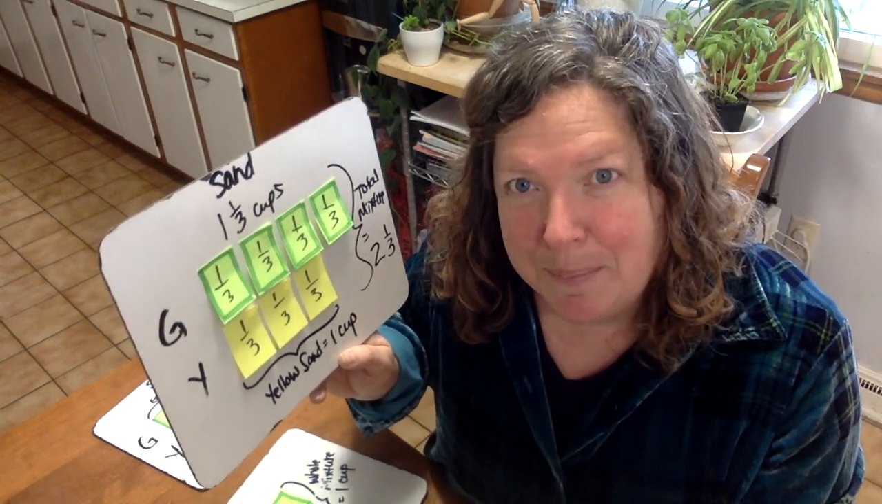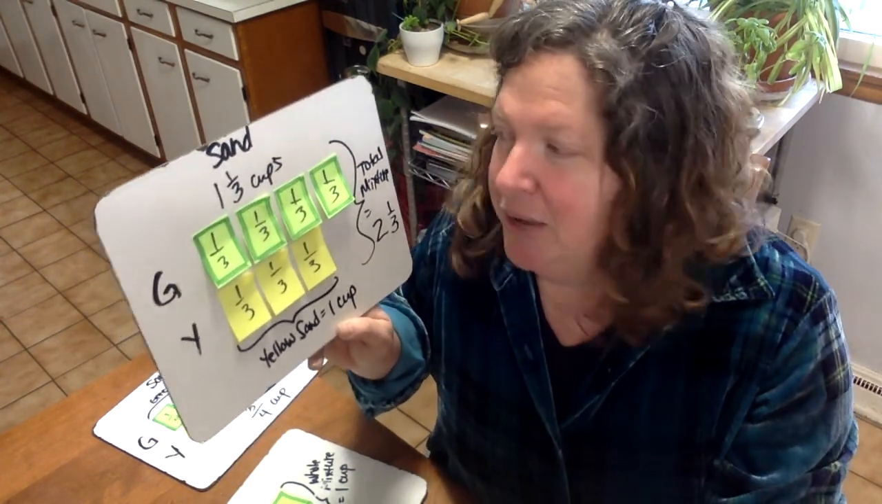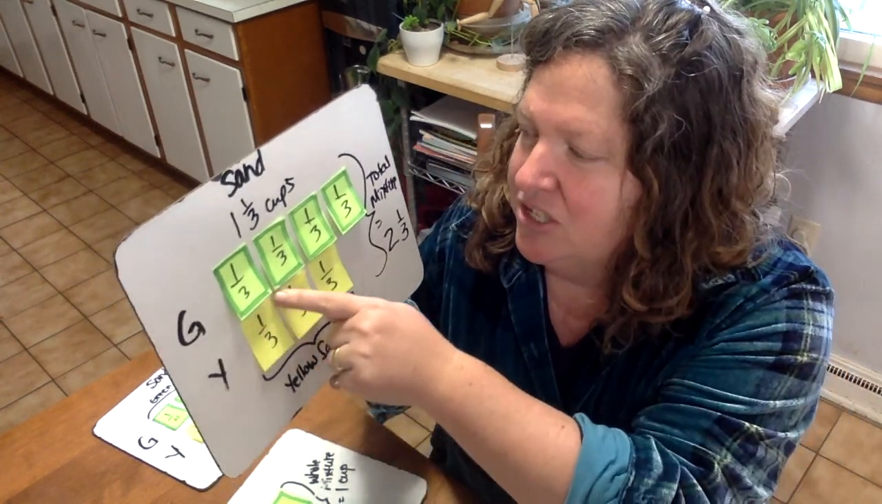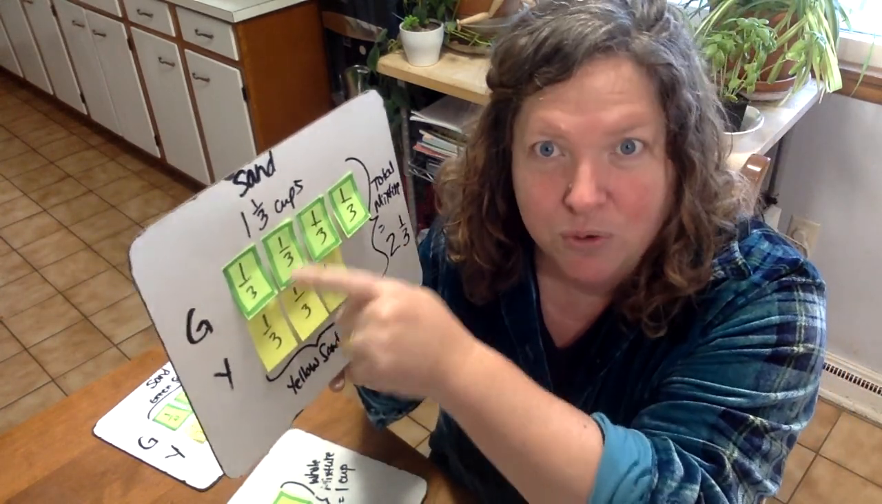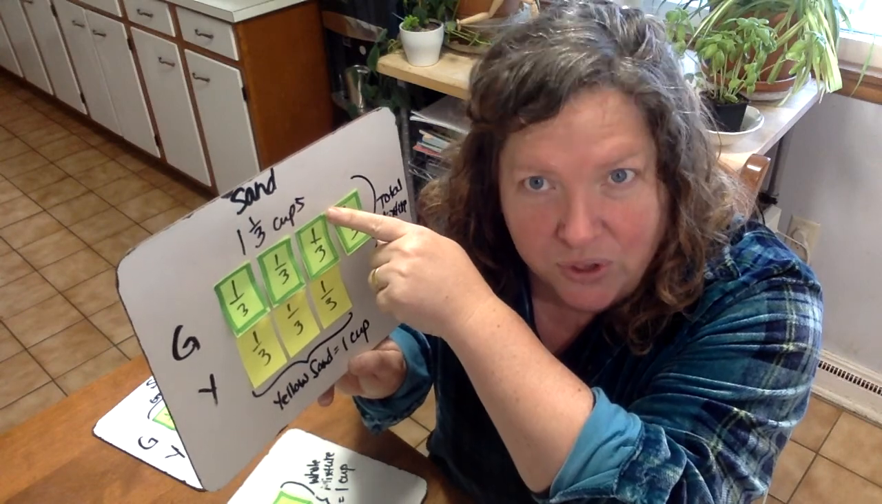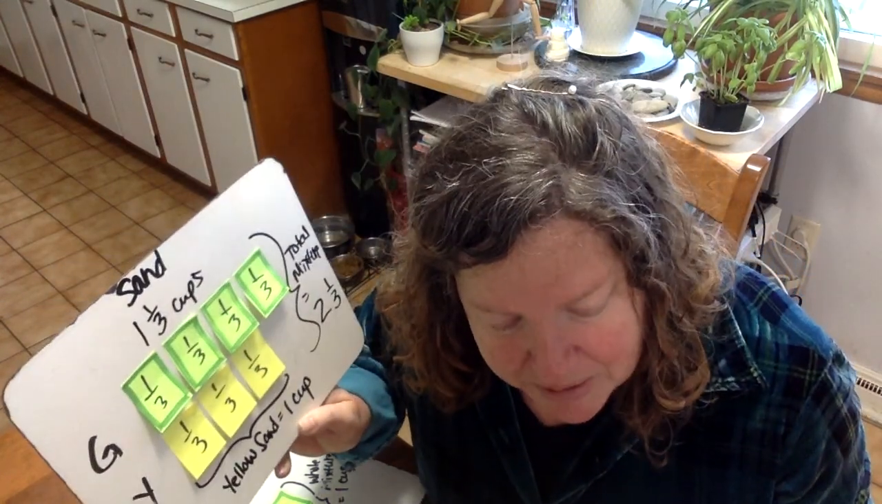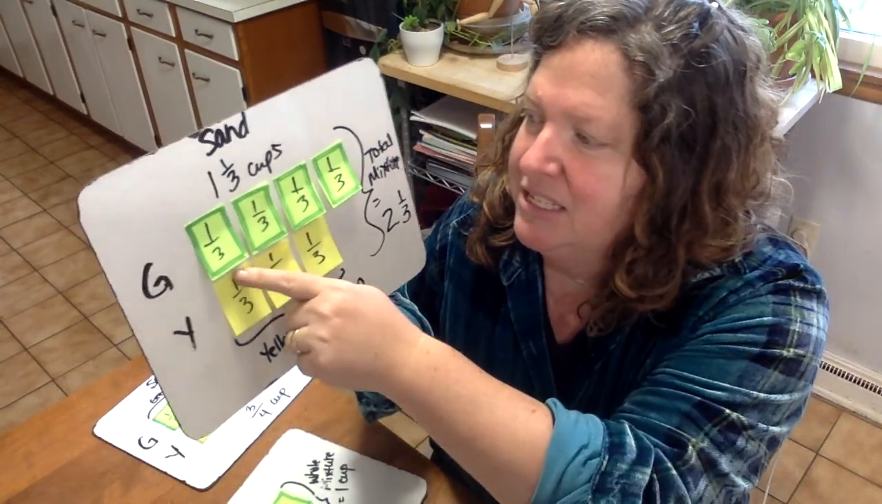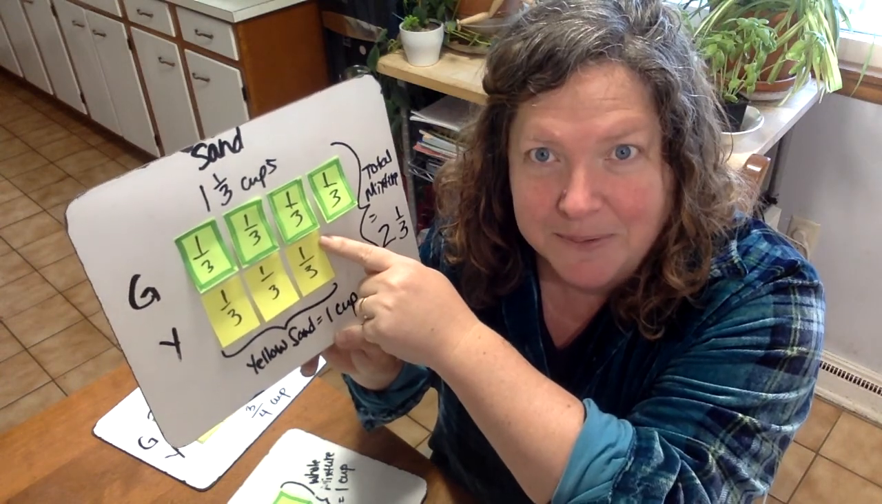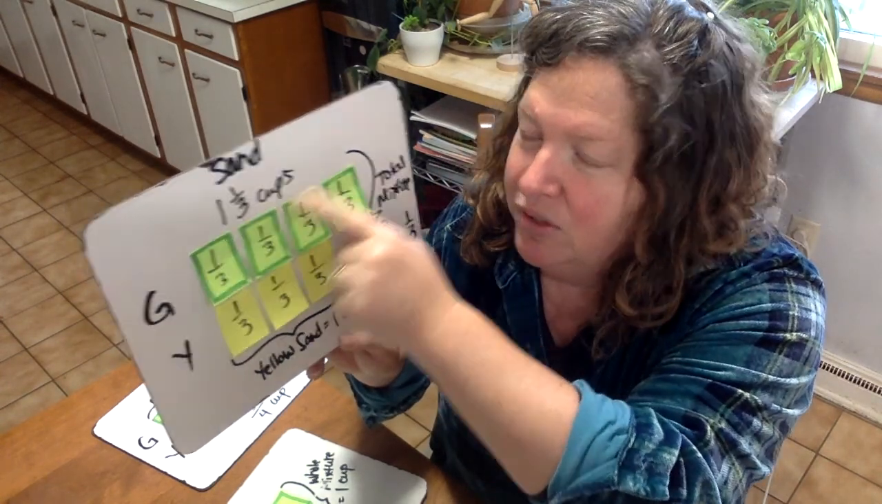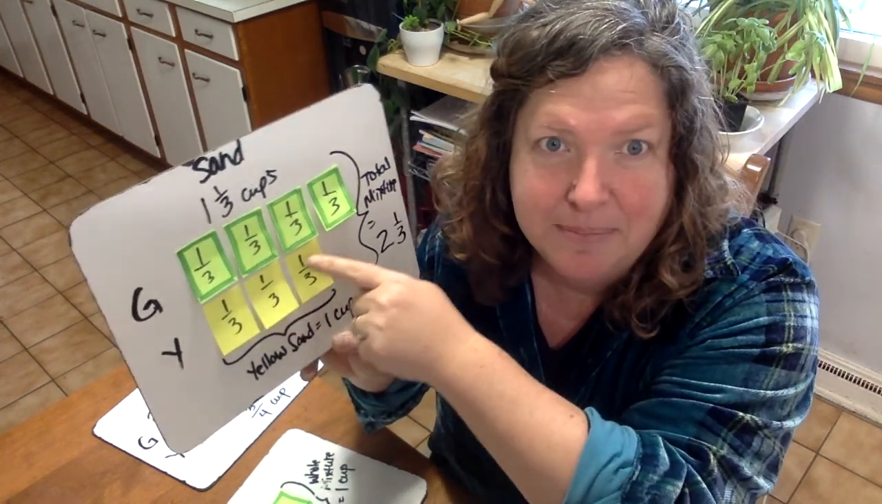That's why we call it multiplicative comparison, because it has that word times. It's 3/4 of a time, or 3/4 times the green sand. What about the amount of green sand is blank times the amount of yellow sand? Well, the green sand is blank times the amount of yellow sand.